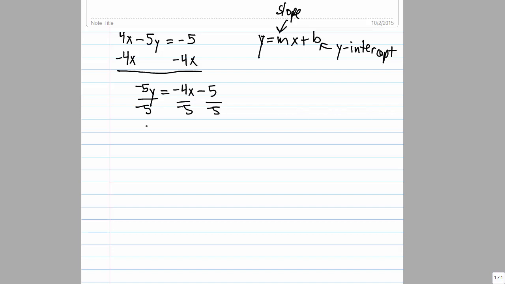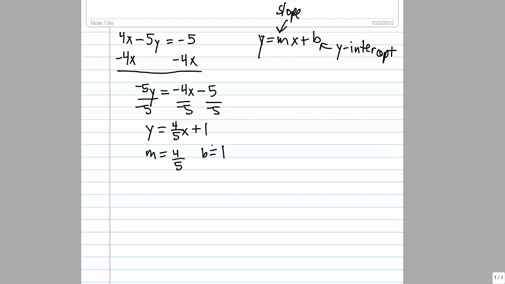So this gives us y equals, negative divided by negative is a positive, so we have 4/5 x, and then negative divided by negative is also a positive, so 5 divided by 5 is 1, plus 1. And this is in slope-intercept form. y is equal to mx plus b. And we can easily see that our m, or our slope in this case, is 4/5, and then our y-intercept is 1, so b is equal to 1.